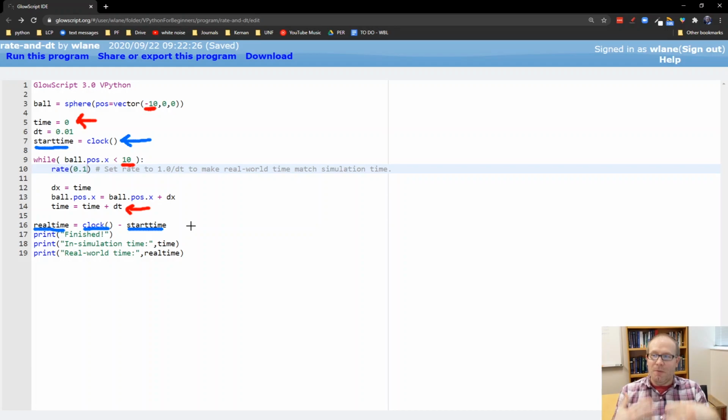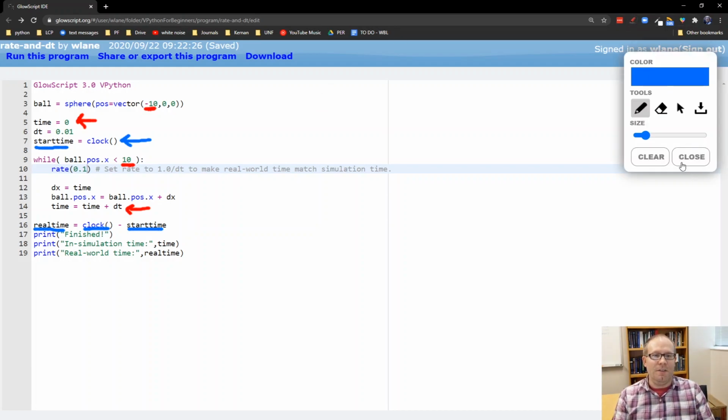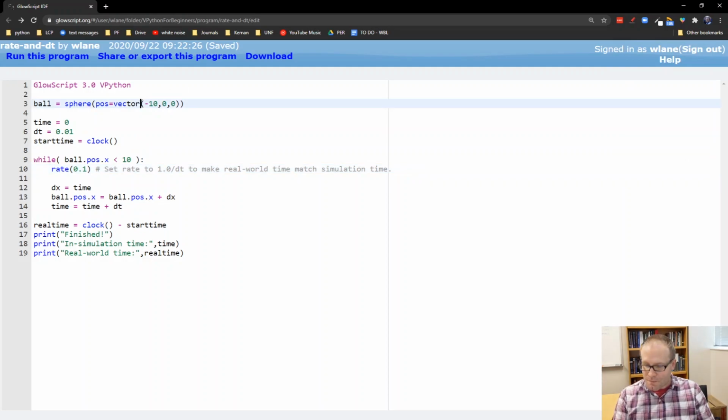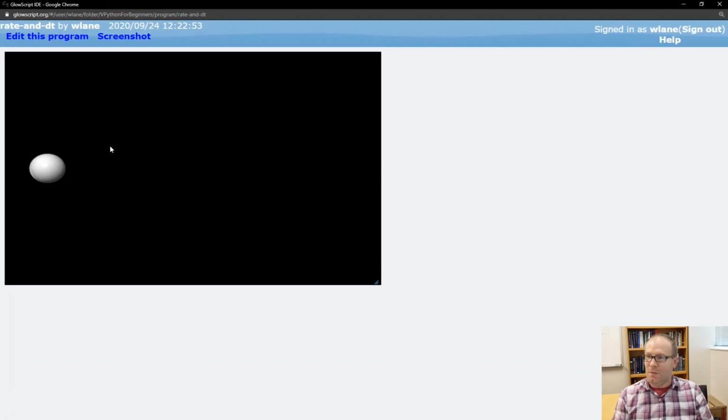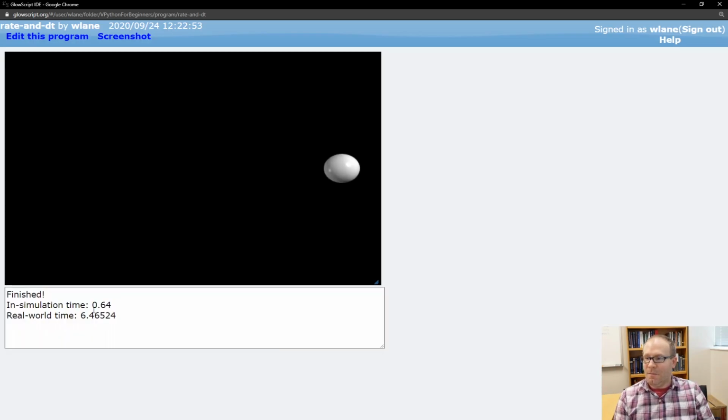The regular time variable that's there inside the loop, that's how long it takes the ball to go across the screen in the simulation. So let's press Control 2 to run this and see what happens with this rate and DT combination. What we see is that the ball zips across the screen here, and I got an in-simulation time of 0.64 and a real-world time of 6.4.